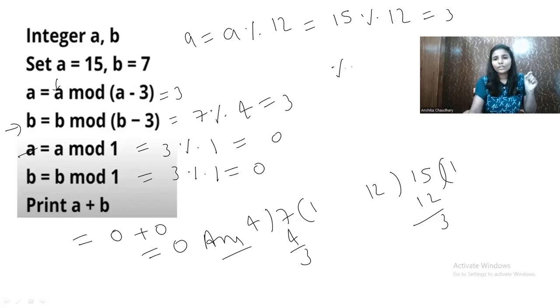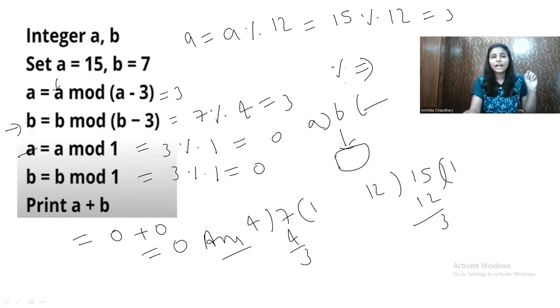What does the modulus operator do? The modulus operator returns the remainder, right? If we are dividing B by A, the quotient will come here and the remainder will come here. So this is how the modulus operator works. I hope this pseudocode is clear to you. So let's move on to the next pseudocode.